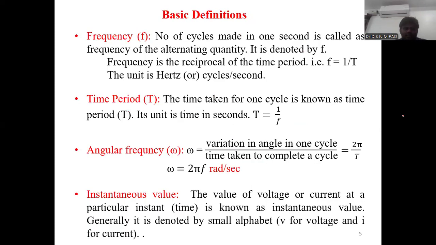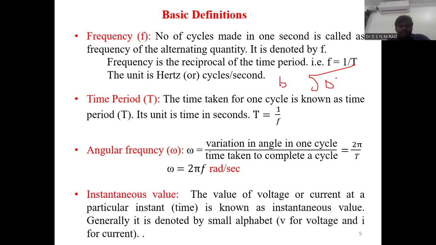The next definition is frequency. What is frequency? The number of cycles made in 1 second is called the frequency of an alternating quantity. It is denoted by F. Frequency is also defined as the reciprocal of time period. F equals 1 by T, and the unit is hertz, measured in cycles per second. The standard frequency of power supply in India is 50 hertz, whereas in the USA they are using 60 hertz. Here in India we are using 50 hertz.